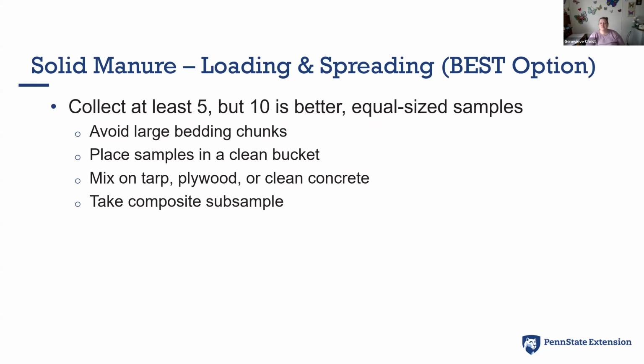So loading and spreading is the best option for sampling, right? This is when we want to be doing this. We want to collect at least 5, but 10 is better, equally sized samples. We want to avoid large bedding chunks. We want to place these samples in a clean bucket. And then with solid manure, it's going to be better to actually mix that on a tarp or plywood or clean concrete, something that you can actually dump that solid manure out of that bucket and really mix it up well. And then take a composite subsample from that you have mixed thoroughly after loading and spreading is done.